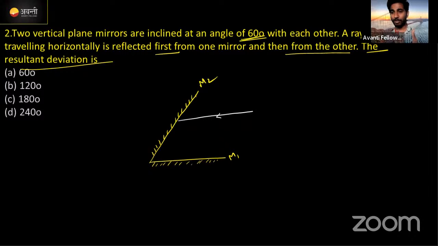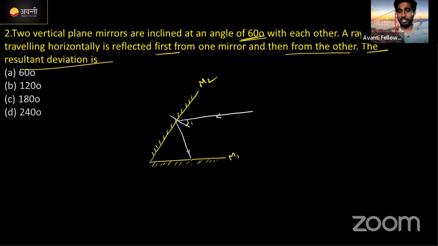After incidence, what happens? Reflection happens. The laws of reflection should also be valid here. To this surface we need to draw one normal. Whatever the angle of incidence is, with the same angle it will be reflected along the mirror M1.